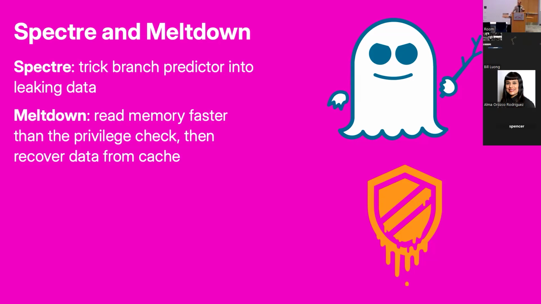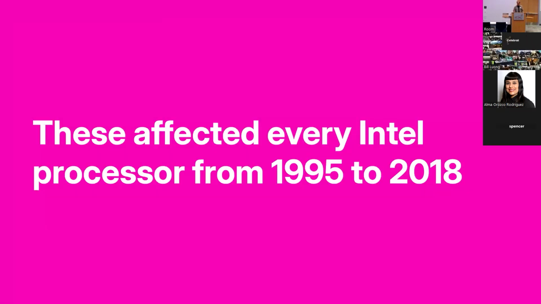Meltdown was similar. You could basically read memory faster than the privilege check happens and get the result of the read before the privilege check comes back saying, hey, you're not allowed to read that. There's a bunch more, but these were the first two. They affected every Intel processor made from 1995 to 2018.